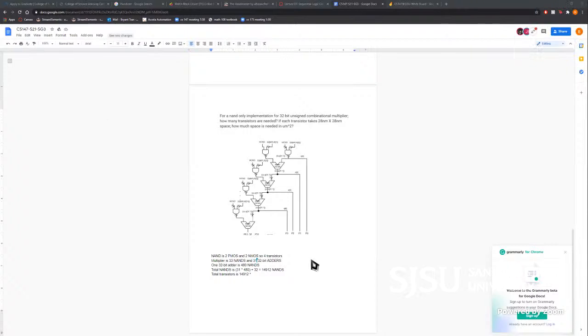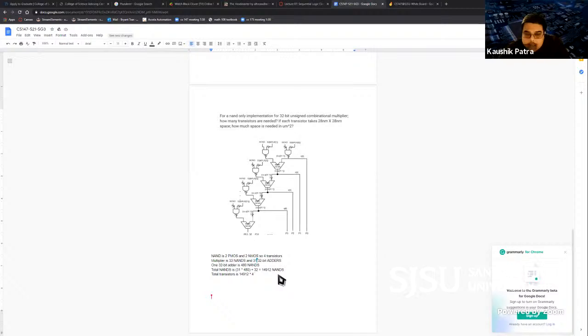All right, what we did was, the multiplier from the diagram, it's 33 NANDs and then 31 32-bit adders. And then each 32-bit adder is 480 NANDs. So then we got the total number of NANDs as 14,912. And then we're going to get transistors from there and then figure out the area. Okay, the approach is correct.